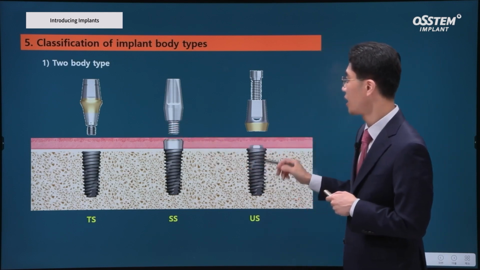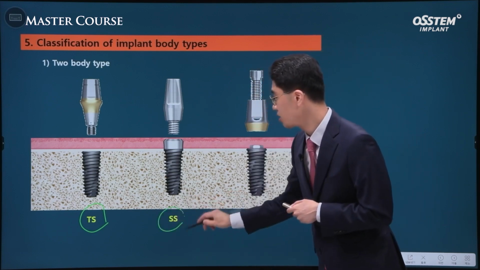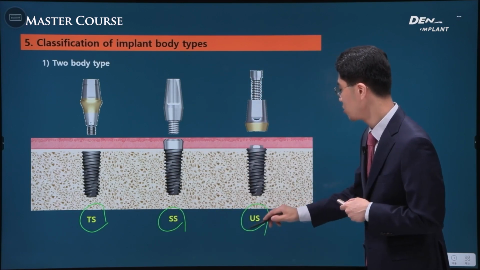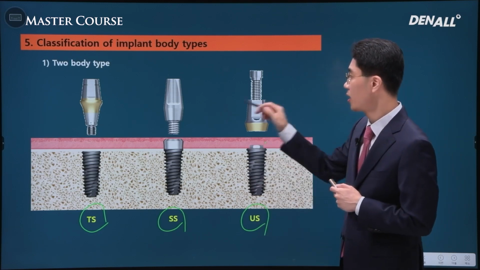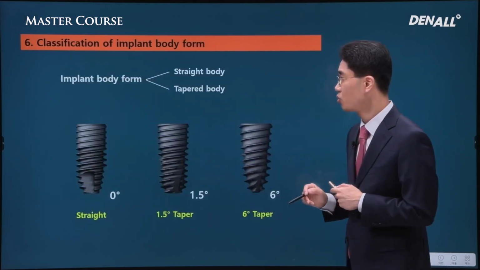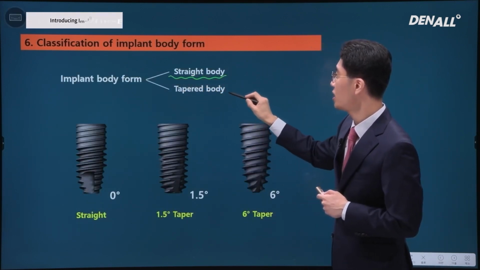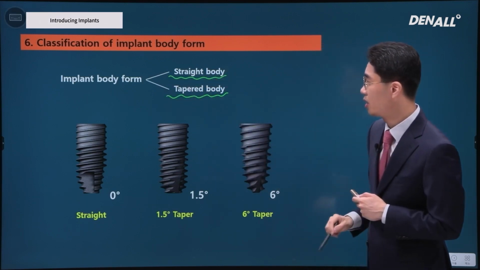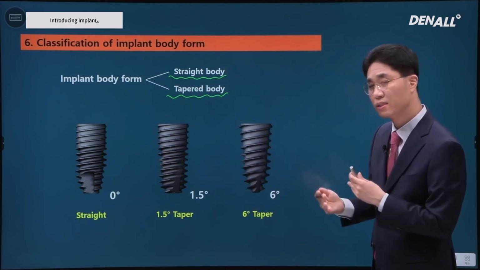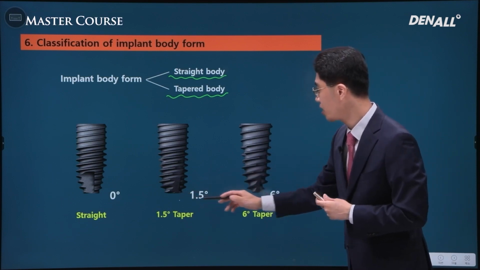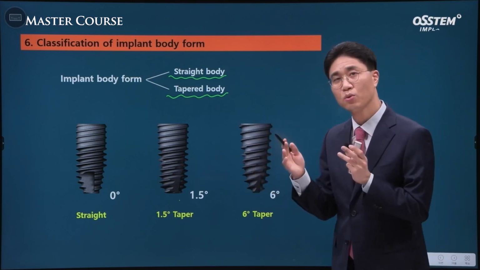Two-piece implant. As mentioned earlier, there's TS implant, bone level implant, and SS implant or tissue level implant. And there's also bone level implant with external type connection. These three designs are mainstream. Let's look at the body type. It can be divided into tapered and straight type. On the far left, the body form is straight, and in the center and right, these two implants have tapered bodies. The level of taper can either be 1.5 degrees or 6 degrees.